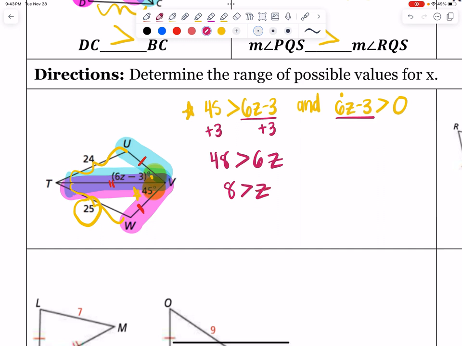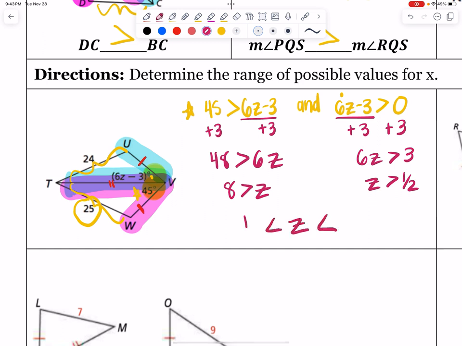So that means that z has to be less than 8. But in order for it to be an angle, it also has to be greater than... when I do this, I get 3, divide by 6 on both sides, and that's 1/2 or 0.5. So the range of values for z, remember we like to put this together, is going to be greater than 1/2, and it has to be smaller than 8.